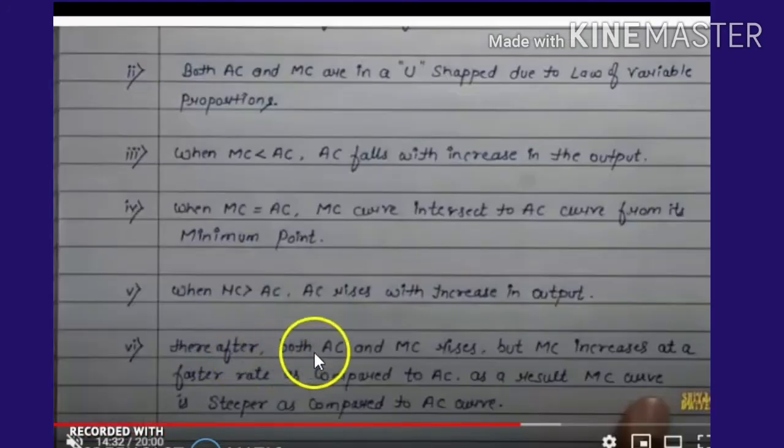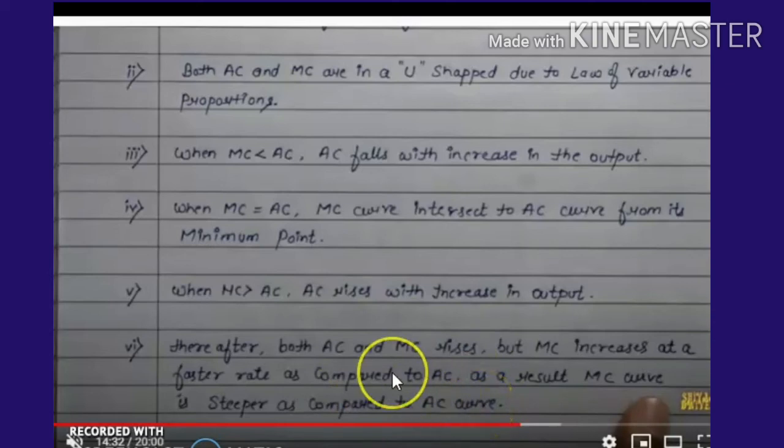Next, thereafter both AC and MC rise, but MC increases at a faster rate as compared to AC. As a result, the MC curve is steeper as compared to the AC curve. So you can say that thereafter both AC and MC rise, but MC is increasing at a faster rate as compared to AC. As a result, the MC curve is becoming steeper as compared to the AC curve.